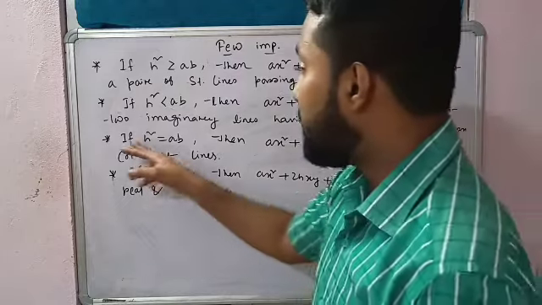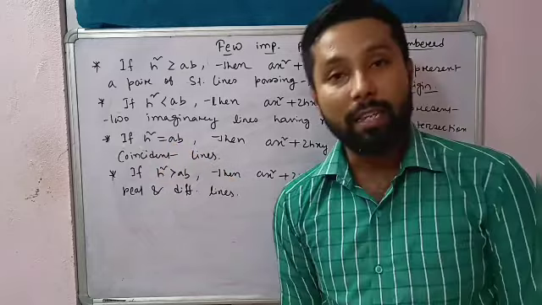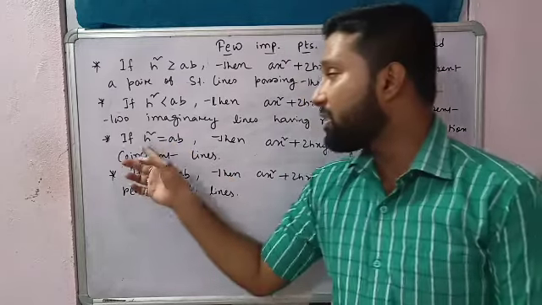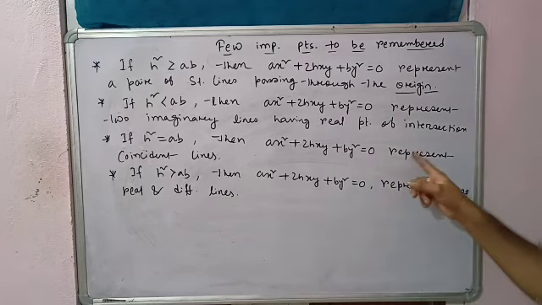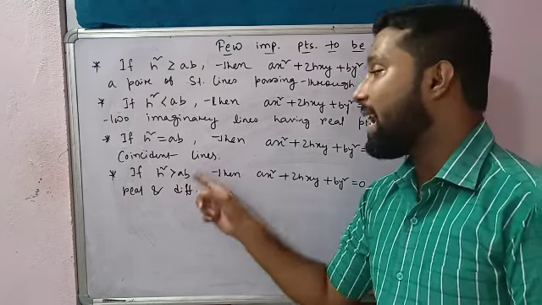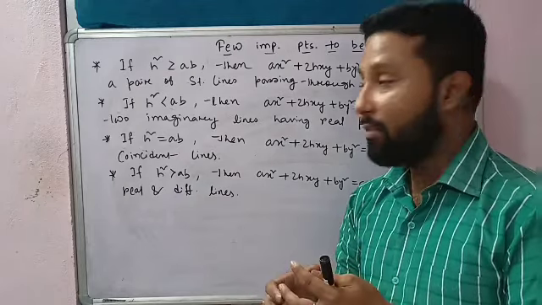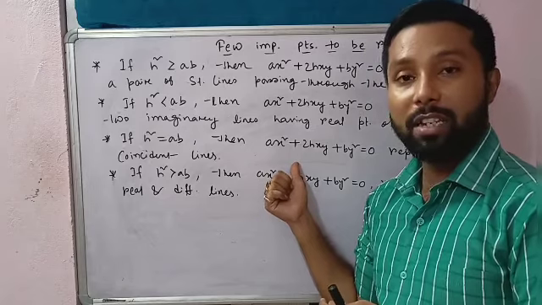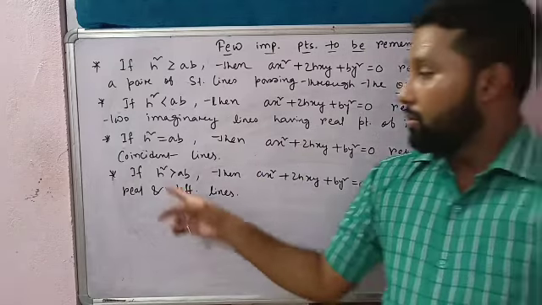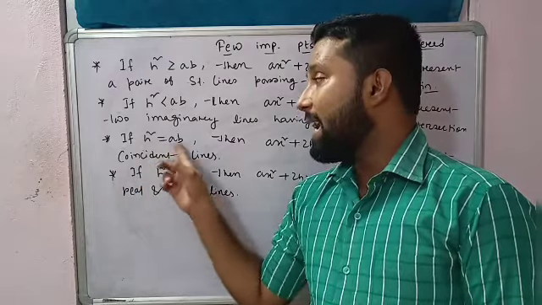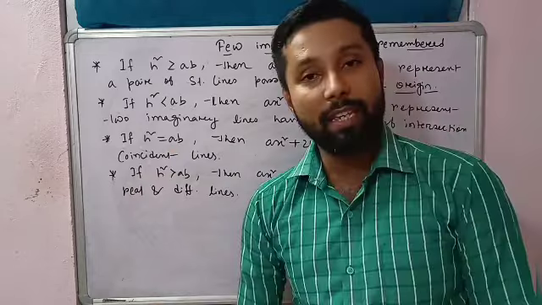Okay, the third one is if h square is equal to AB, then the equation represent coincident lines. The two equations which we will combine to get this equation will represent coincident lines. Okay, so coincident line का condition क्या है? h square, the value of h square must be equal to the value of AB, right?